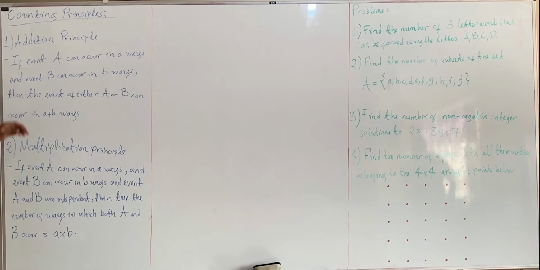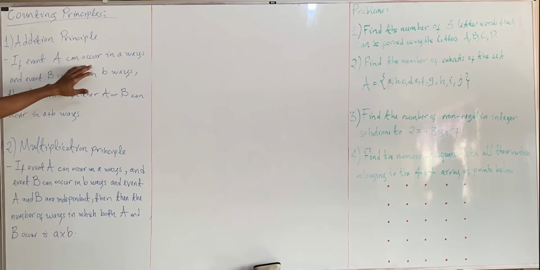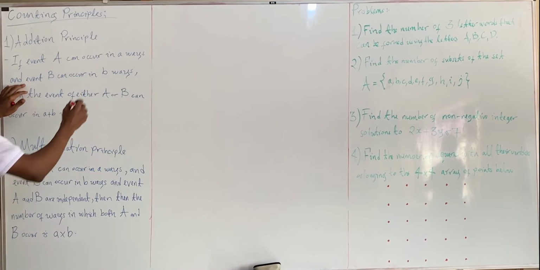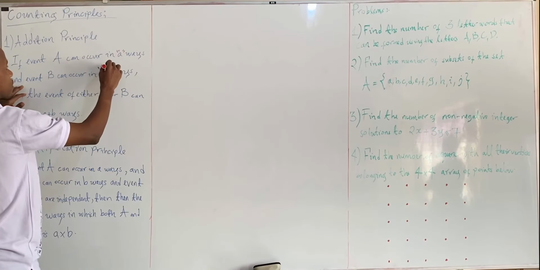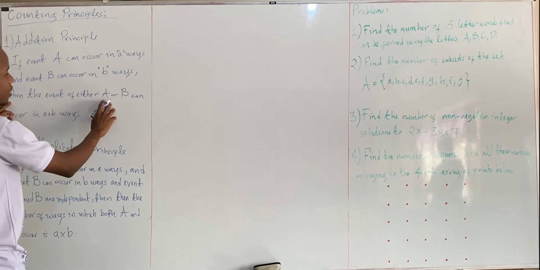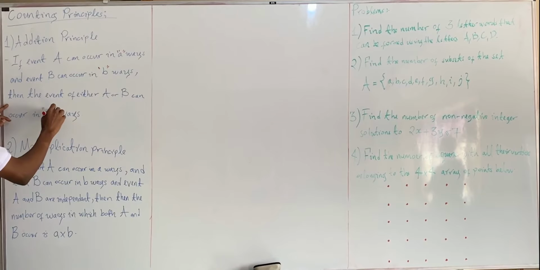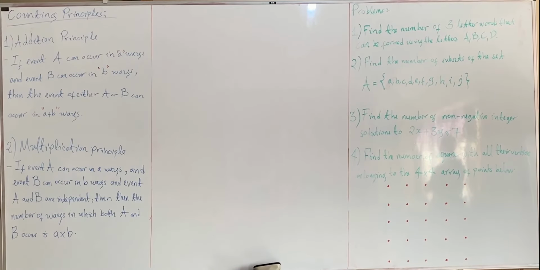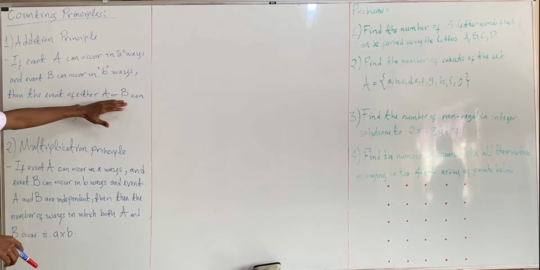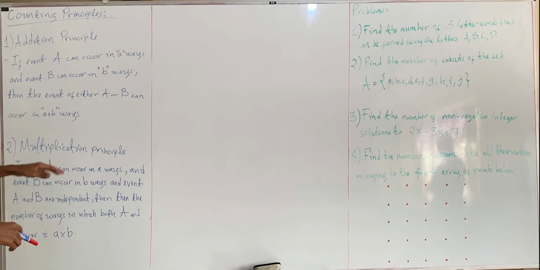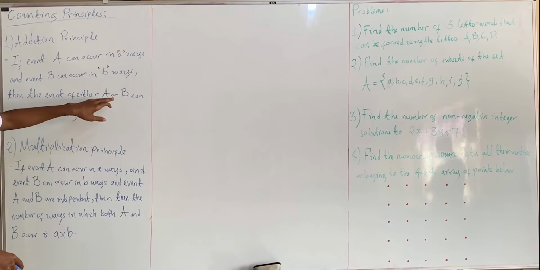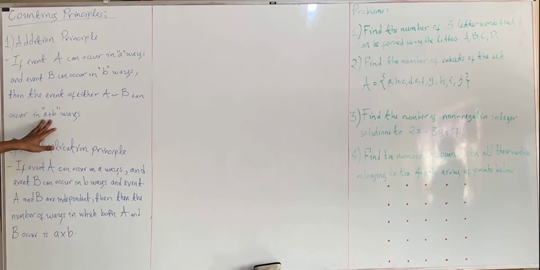The addition principle states that if an event A can occur in a ways and an event B can occur in b ways, then the event of either A or B can occur in a plus b number of ways. So we have two possible events, A and B, and A can occur in a ways and B can occur in b ways. As long as either A or B can occur, then we can calculate the number of ways for which either A or B can occur, and it will be the sum of the individual number of ways. So it is a plus b.